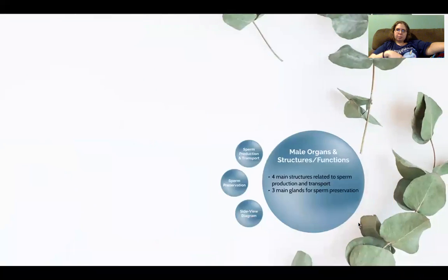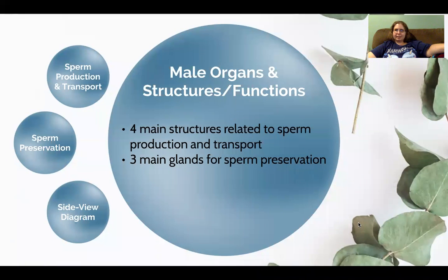All right, let's move on to the male organs and structures. See, we're not forgetting the males. I know we talked a lot about females so far. That's just simply because that's where the development of the baby comes in. So there are 4 main structures that are related to sperm production and transport, and 3 main glands that help the sperm with preservation and surviving.